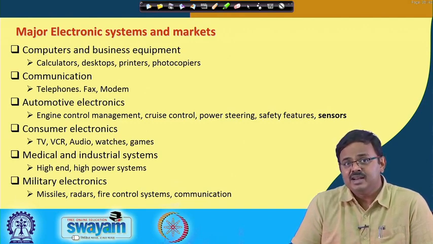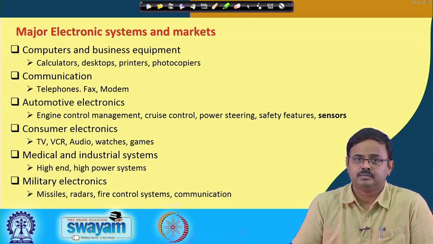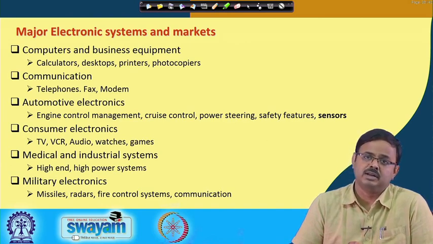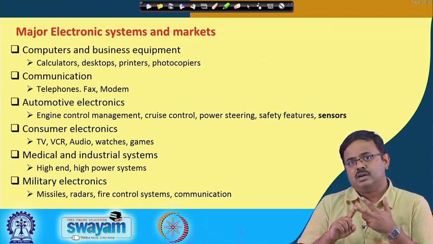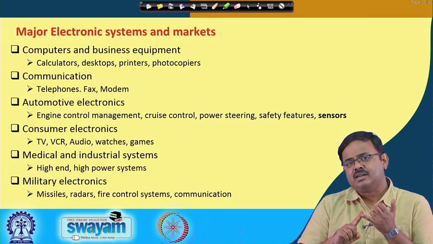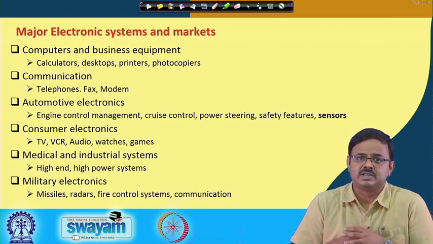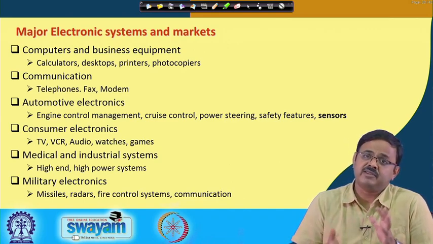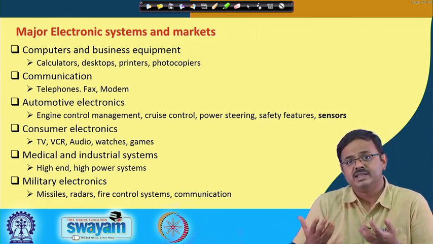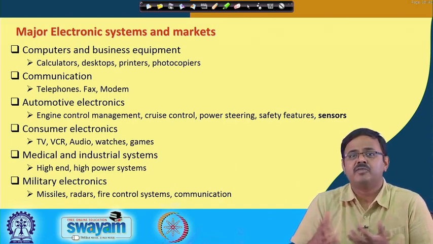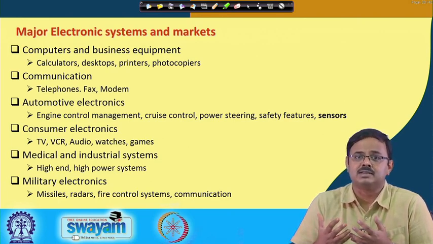Okay. Medical and industrial systems, you may not be using them every day, but if you go to a hospital, the flat blade x-ray, the ultrasound, the MRI, the CT scanner, there is a lot of electronics in each of these systems. Not just in the way they function, but on the back end, the imaging part, when you get the images from your CT scan or MRI scan, there is a lot of image processing using computers, computing power, microprocessors. Okay.